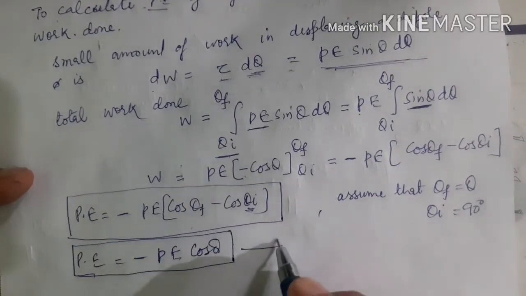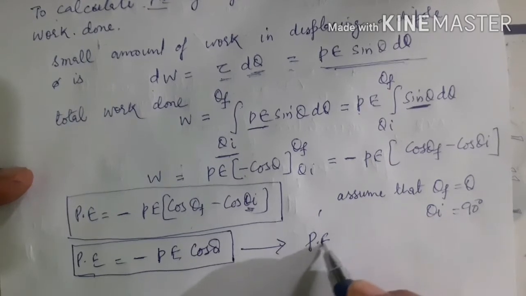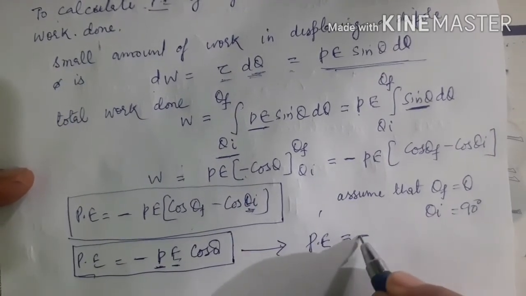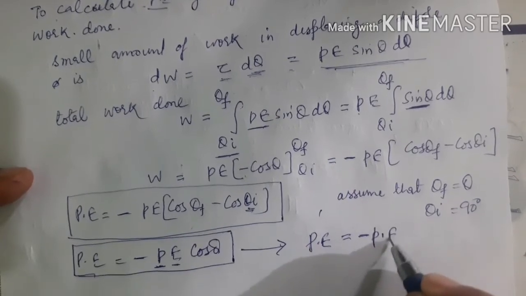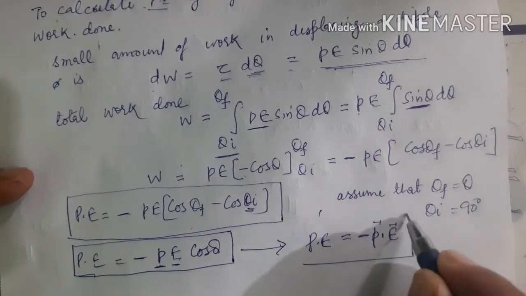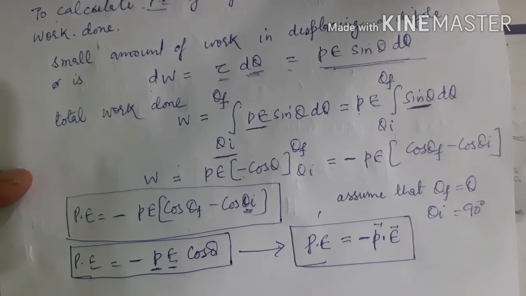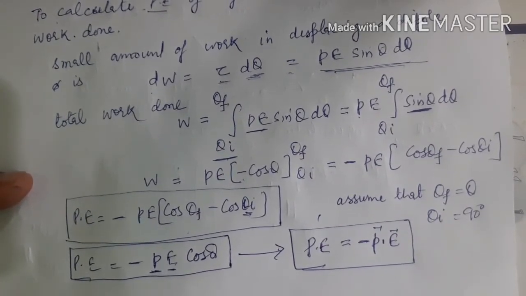If we write it in vector form, because dipole moment and electric field are vector quantities, it becomes minus P dot E. So this is your potential energy of a dipole in a uniform electric field. Next we will study when the potential energy is maximum and when it is minimum.